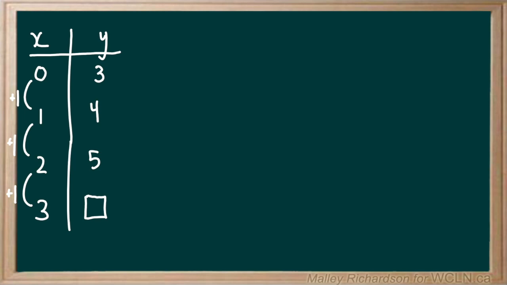Now moving to our y values, we start with 3 and go to 4, so we increase by 1 as well. And then we start at 4 and go to 5, which is also an increase of 1. So both our x and our y values increase by 1.